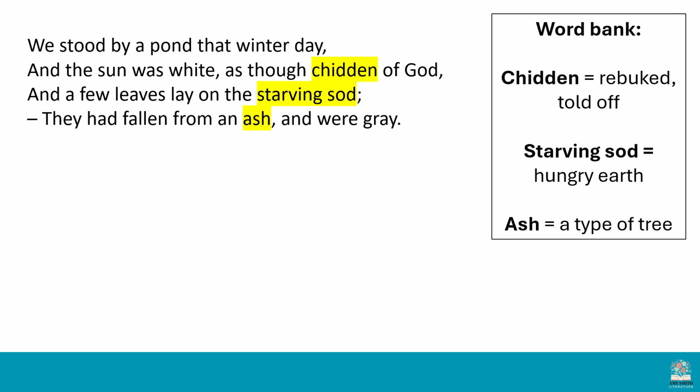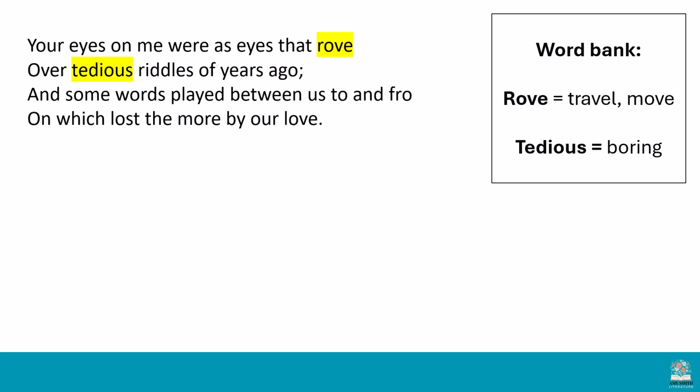And the final line from this stanza tells us where these leaves come from. They had fallen from an ash and were grey. Now, an ash is a type of tree. They're grey, so a neutral colour, as the title suggests. It doesn't bring much hope or much positivity to the poem.